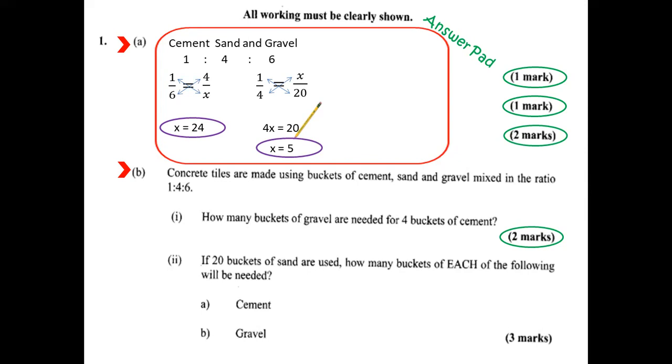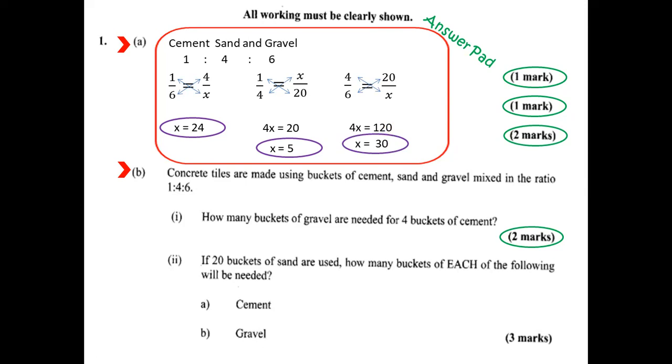So for the same 20 buckets of sand, how many buckets of gravel needed? All right. So 4 buckets of sand, 6 buckets of gravel. So for that 20 buckets of gravel, how many buckets of sand needed? The same procedure again. It's 4 times x and 6 times 20. And when we divide both sides by 4, x is equal to 30.